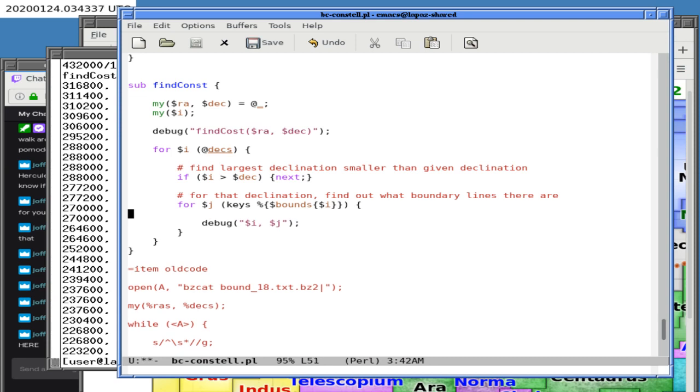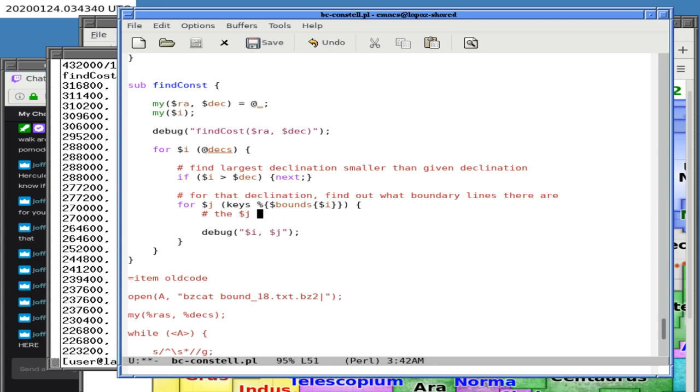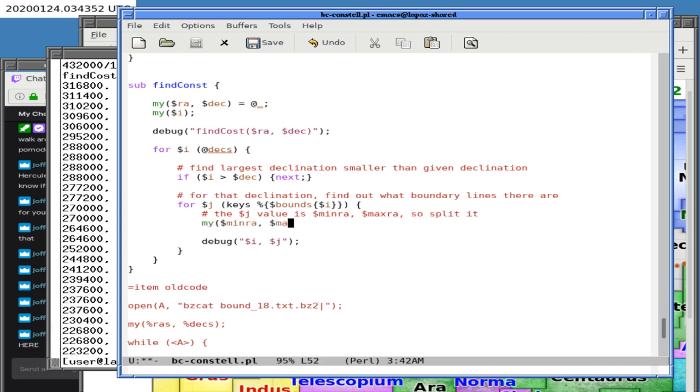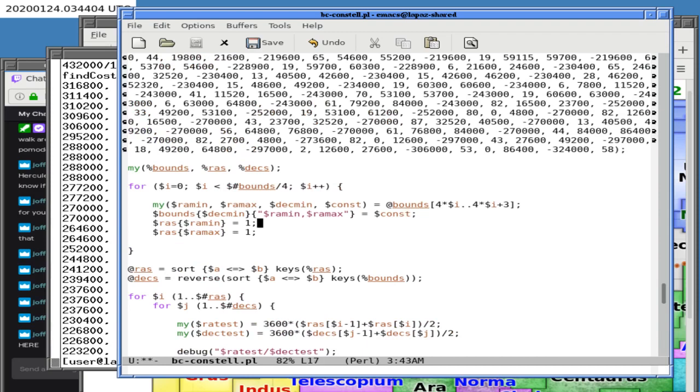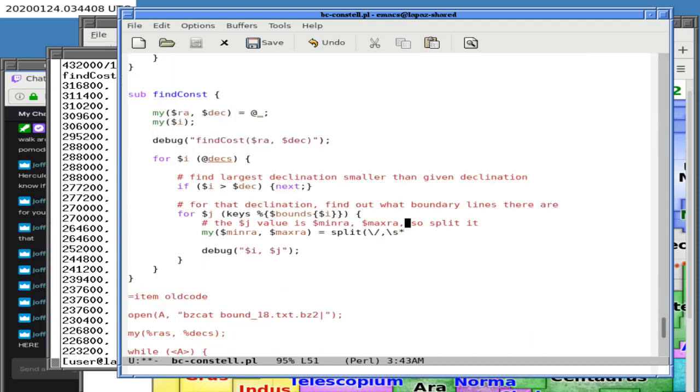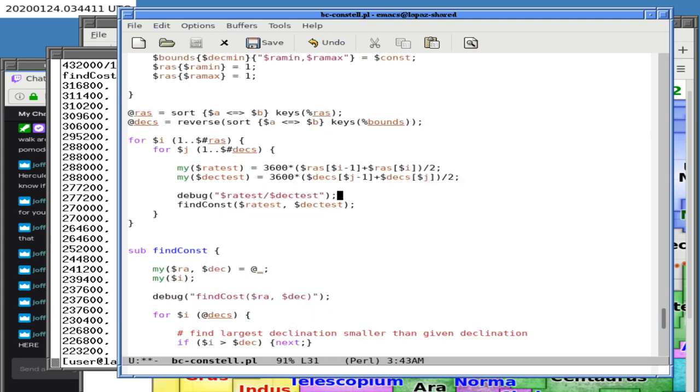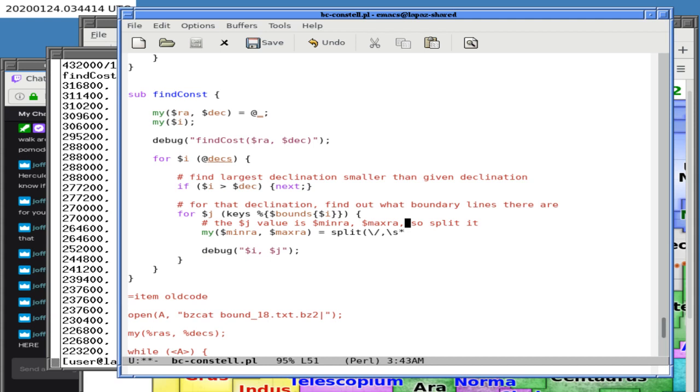And then the J value is min RA comma max RA. So split it. Split on comma. Did I put a space in there? I might have actually. No, I didn't. I just did it pretty straight. Right. Okay, so it's just going to be split on the comma. I think I've got to backslash it because comma has a special meaning to Perl regular expressions.